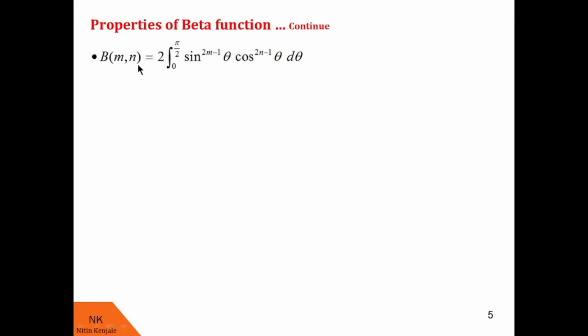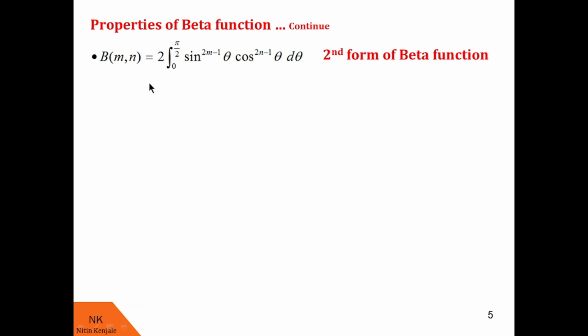beta of m, n is equal to twice integral of sine raised to 2m minus 1 theta into cos raised to 2n minus 1 theta d theta over the limit 0 to pi by 2. This definition of beta of m, n is also called the second form of beta function.